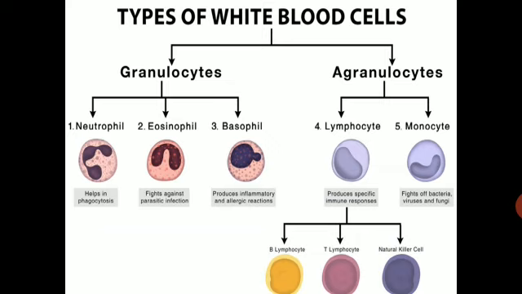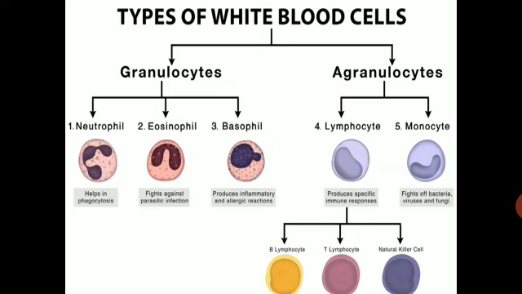All their names have been given because of the kind of dye which can stain them. Neutrophil takes up the neutral dye, so the name neutrophil has been given, and it helps in phagocytosis. And eosinophil actually gets stained by an acidic dye called eosin red, and that is why the name eosinophil has been given. And you can see that they fight against parasitic infection. And the third one is basophil.